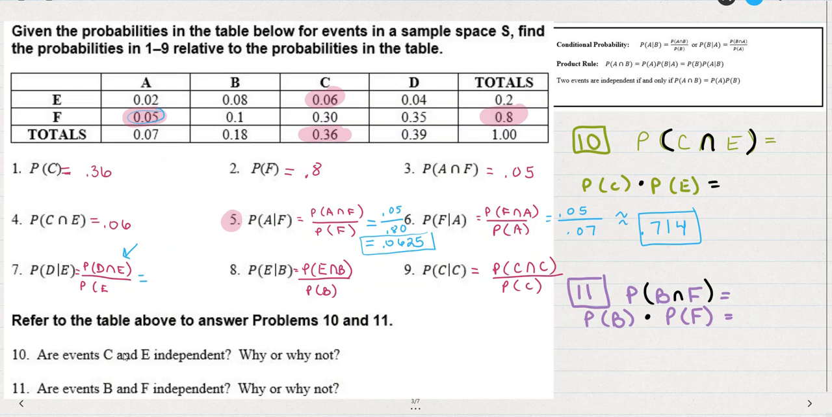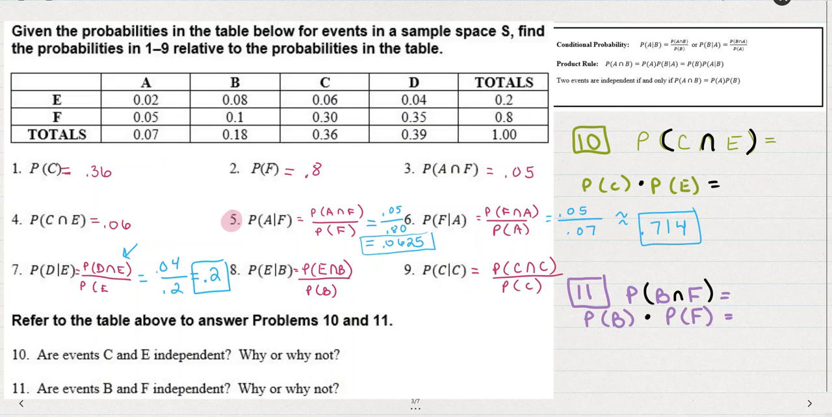But the probability of D and E occurring simultaneously, that looks like a 0.04. And then we divide that by the probability of E, which is 0.2. And when those divide, we'll get 20%, so 0.2 or 20%.